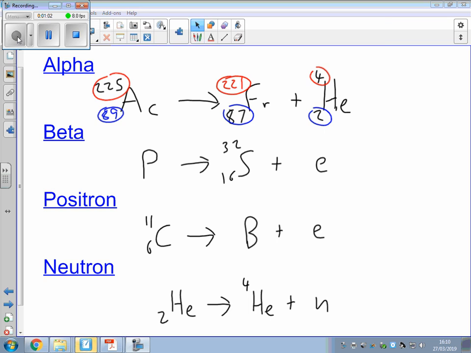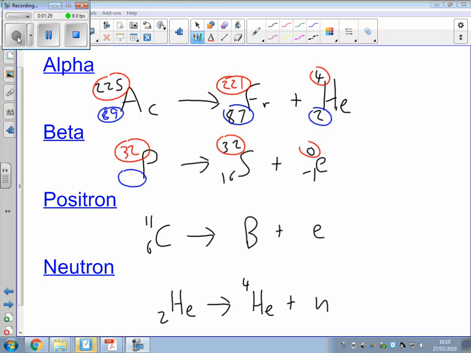The beta decay. So you need to know that the electron has got a mass of essentially 0, a charge of -1. So now we can balance each side. So the top line, the mass of the phosphorus equals 32 plus 0, so it's just 32. And for the charges, whatever the atomic number of the phosphorus is has to equal 16 minus 1. That's going to be 15.